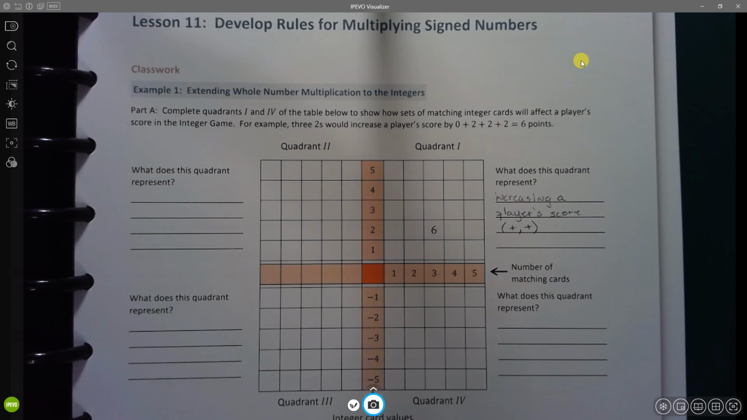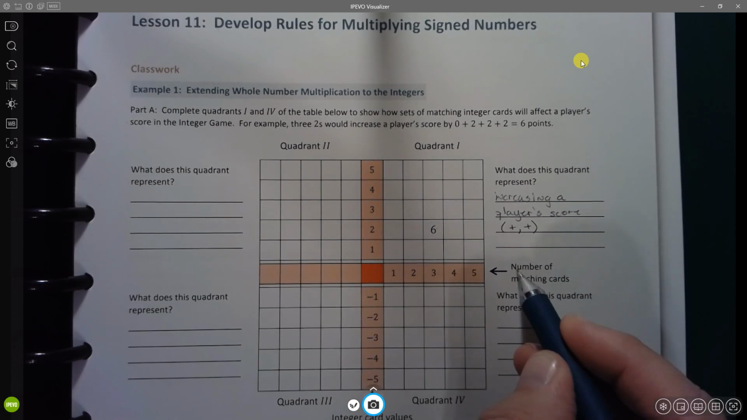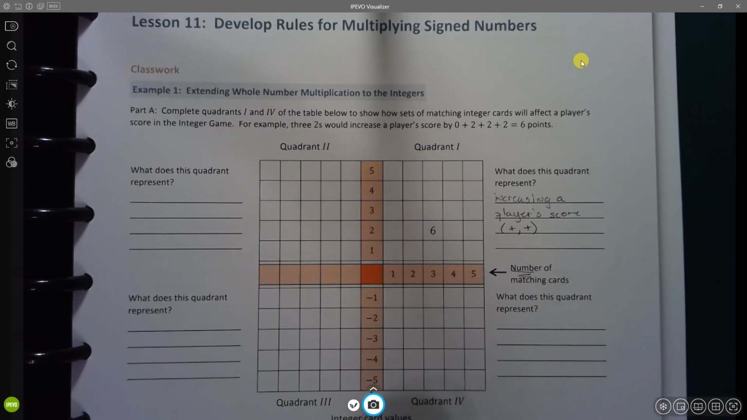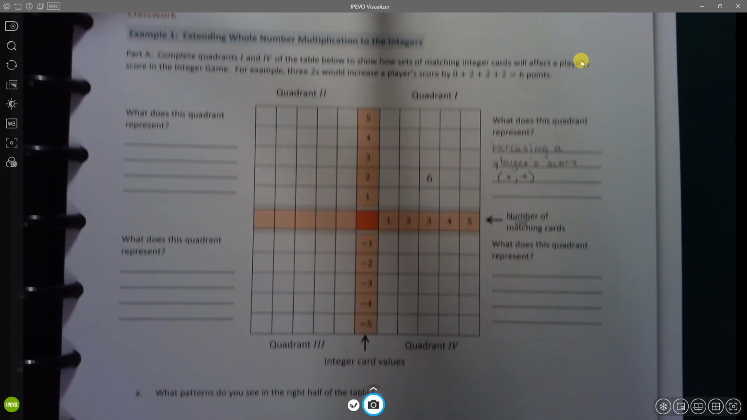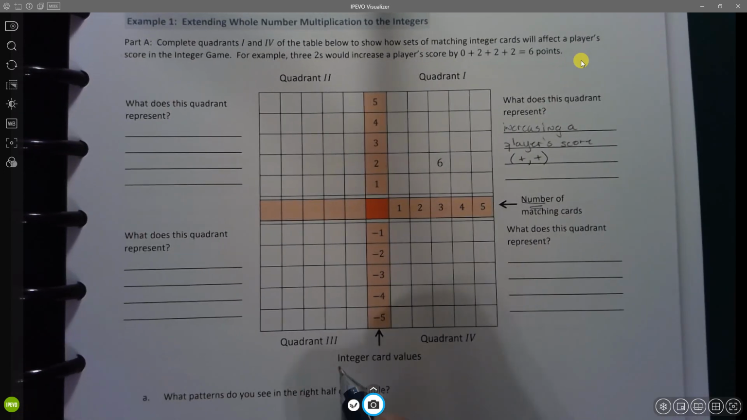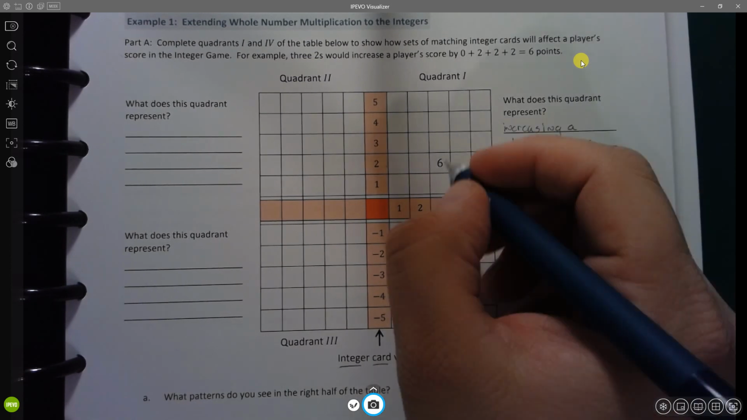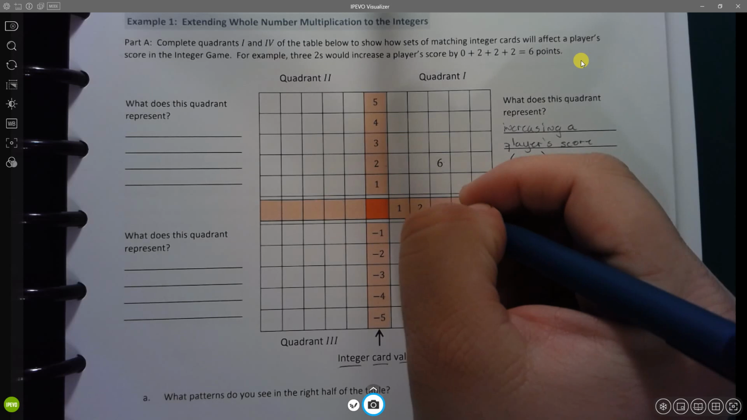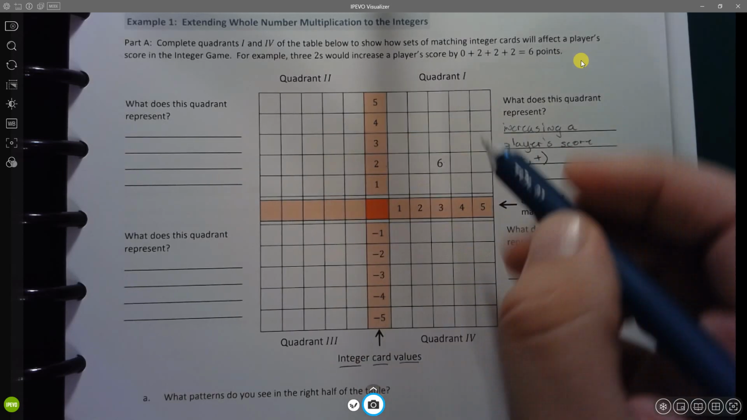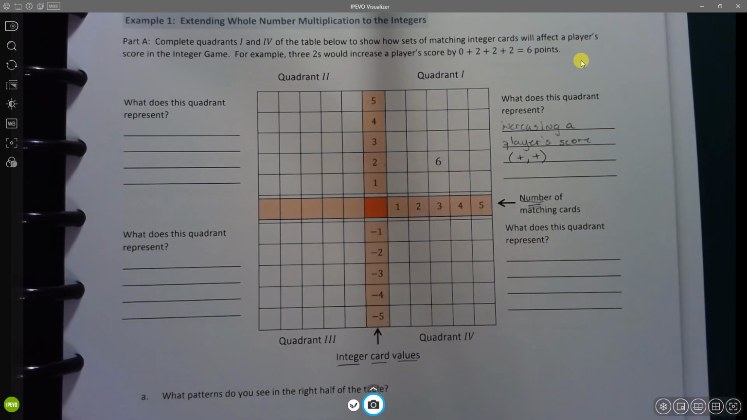Now, if you notice, they've got the x value here, the x-axis. These are the number of matching cards, whereas the y values are, let me come down a little bit more for you guys here, the y-axis is the integer card value. So this is telling us that, like in number 6 right here, there are 3 2 cards. There are 3 cards in the player's hand with a value of 2.